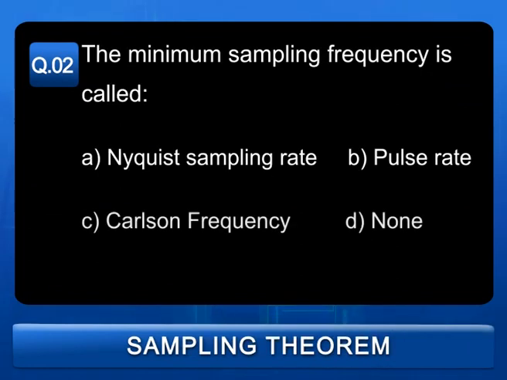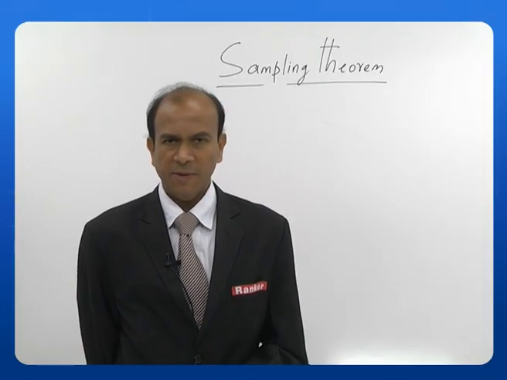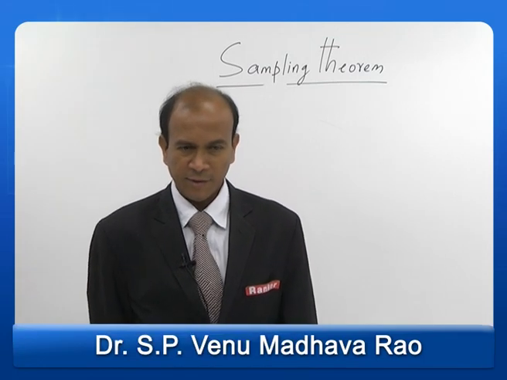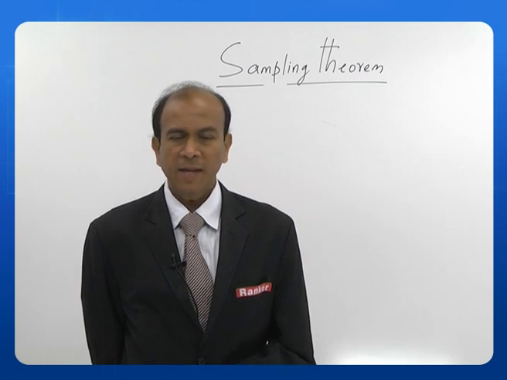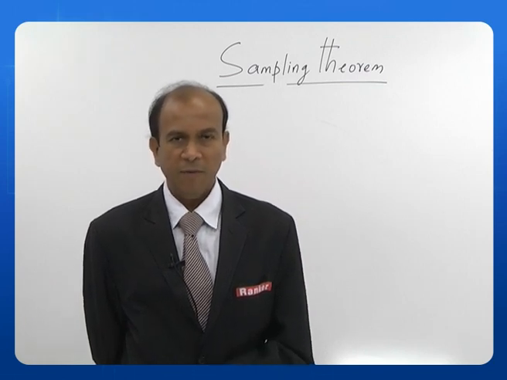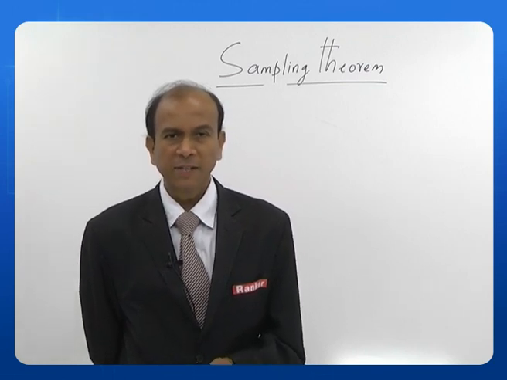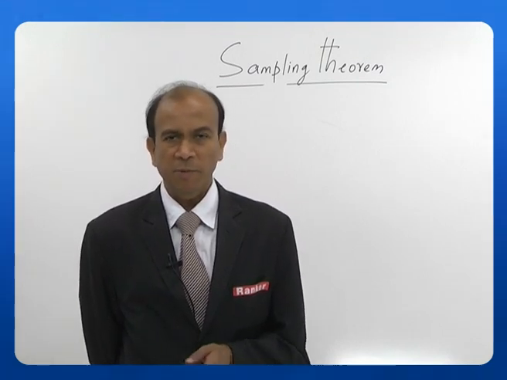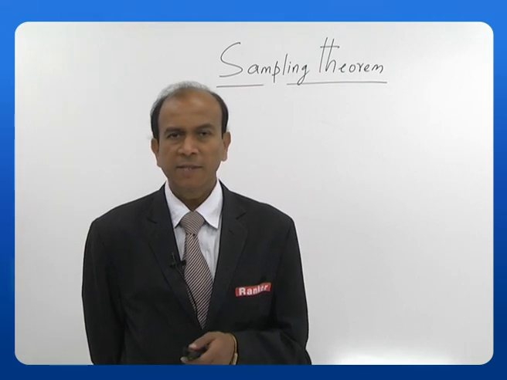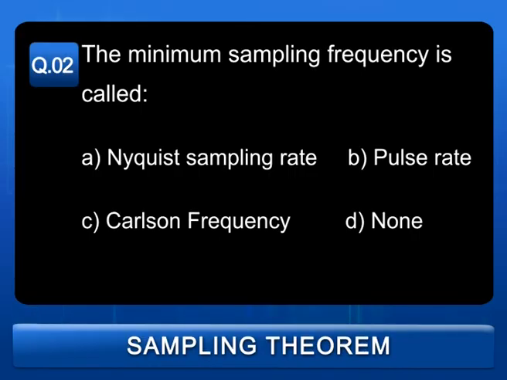Let us see the second question. The minimum sampling frequency is called A. Nyquist sampling rate, B. pulse rate, C. Carlson frequency, and D. none. Okay, the answer is very obvious. We have been studying very hard for this. The answer is simple, Nyquist sampling rate, that is the minimum sampling frequency. We are calling this minimum because our condition is Fs is equal to or greater than 2 FM. So, which is the minimum frequency that is needed. So, the answer is A.